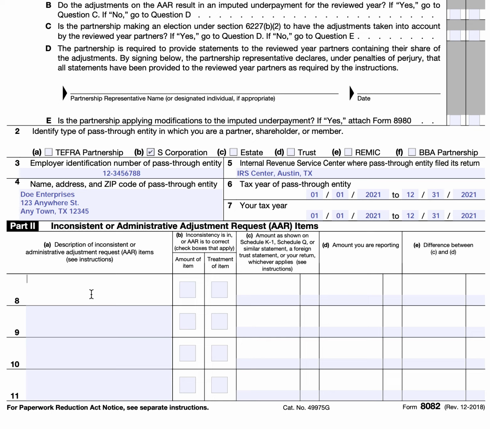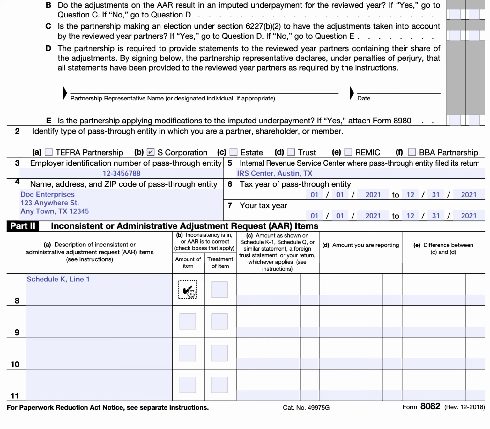So if you're changing the amount that was reported on Schedule K, line 1, you would enter Schedule K, line 1, right? So we'll use that as an example. And then in column B, if you're filing an AAR, you would check the amount of item if you're changing the amount from what was previously reported.